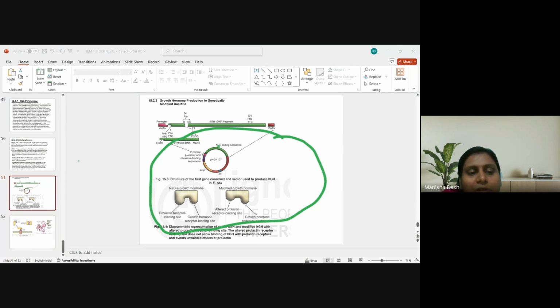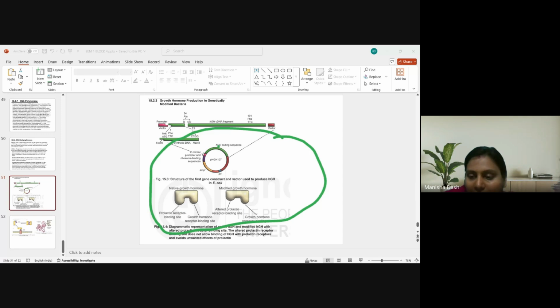Then 2 to 3 lines regarding the importance of growth hormone in humans. Then you write down the steps. Either you write it in this arrow manner and draw the diagram, that will be enough. Or if you need to write in textual form also, you can describe. But it is always preferable that you draw a diagram like this, because this clearly illustrates the entire procedure. Okay? And a few things you write in textual form.